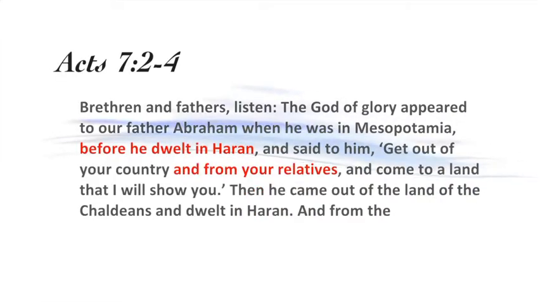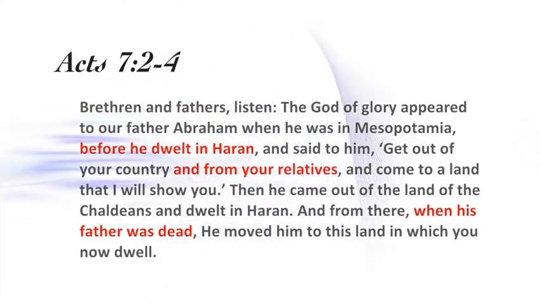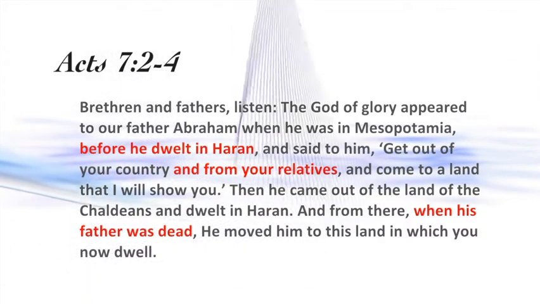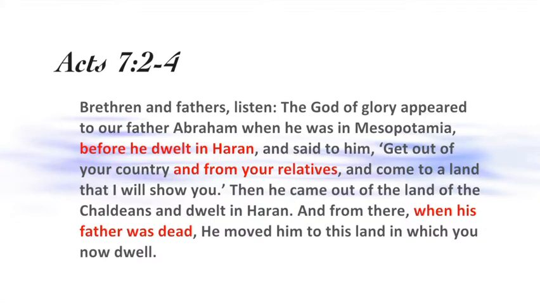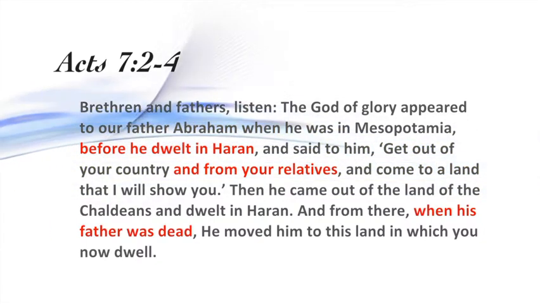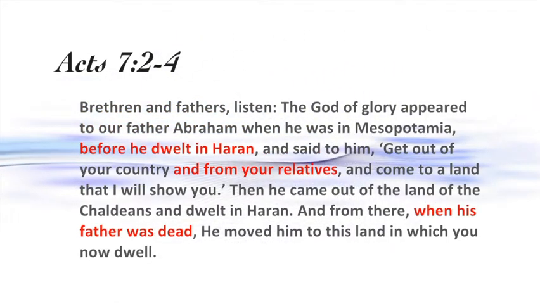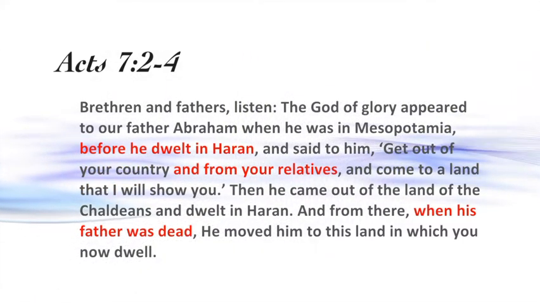This happened when Terah died, as Stephen in Acts 7 confirms this order of events in Acts 7 verses 2 to 4. He says, "The God of glory appeared to our father Abraham when he was in Mesopotamia, before he dwelt in Haran, and said to him, 'Get out of your country and from your relatives, and come to a land that I will show you.' Then came he out of the land of the Chaldeans," that's from Ur, "and dwelt in Haran. Then after some years, from there, when his father was dead, he moved into this land, into the land of Canaan, in which you now dwell."